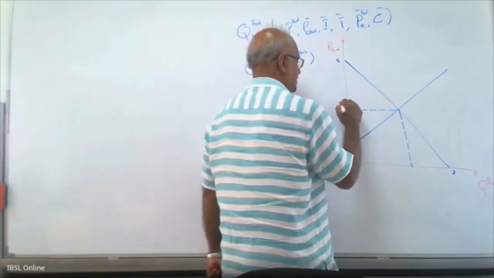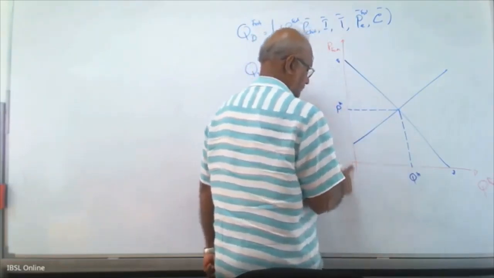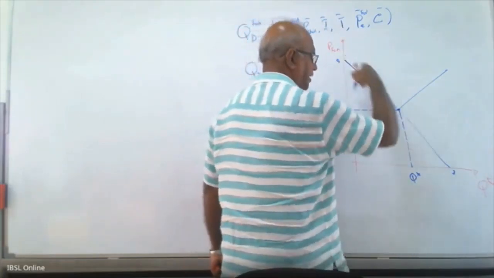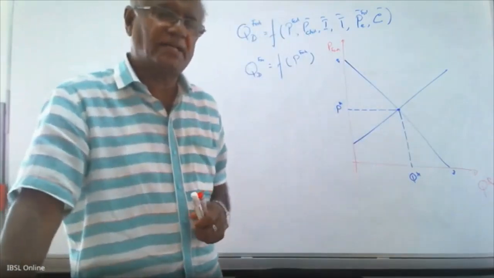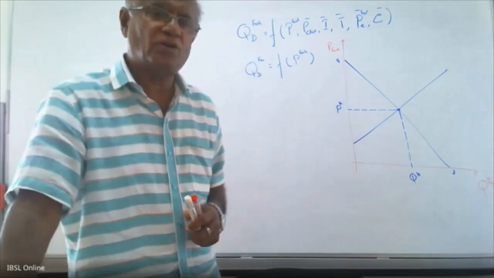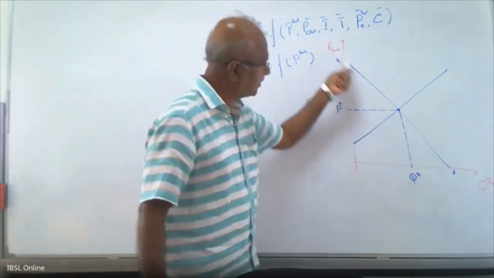Equilibrium price P star, Q star. Along this demand curve, the price of chicken is constant. Let's say the price of chicken is around 800 or 1000 rupees per kilogram. Every point is 1000 rupees per kilogram. These are the demand for fish.